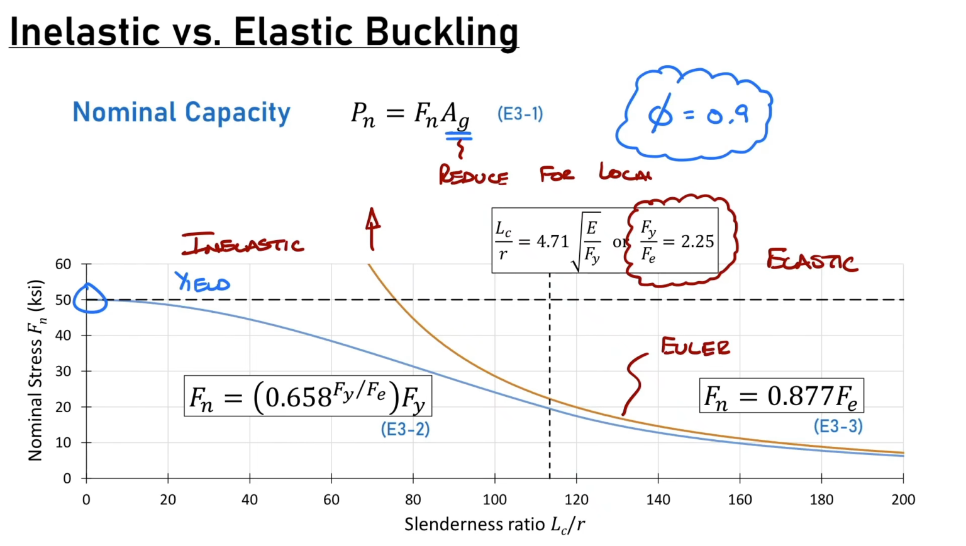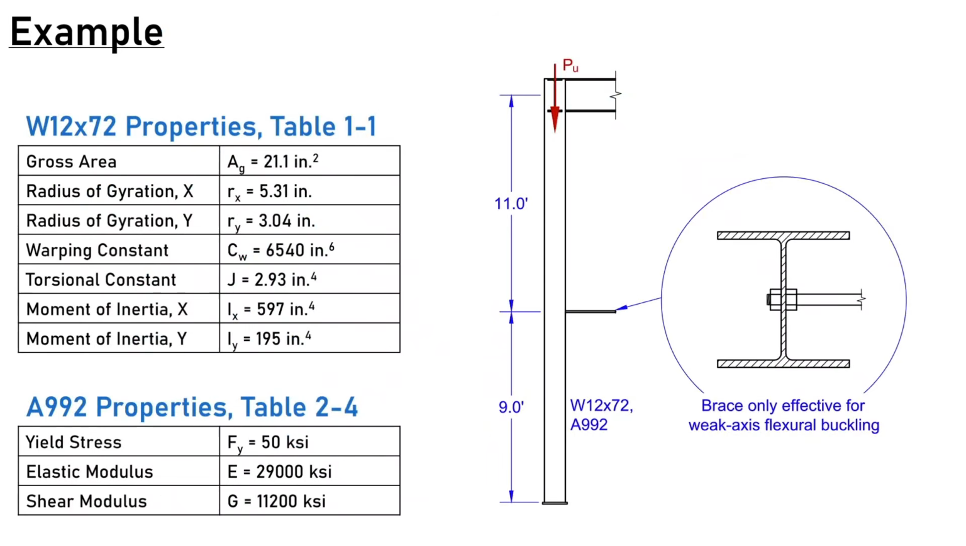So if that happens, we have to refer to section E7 in the specification. Now, this video is not going to specifically cover that case. We're only going to be dealing with what's known as compact sections. But if you do have local buckling because you have a slender element, then you need to go to E7 to modify your area. And with that, let's dive into an example to see how this works.